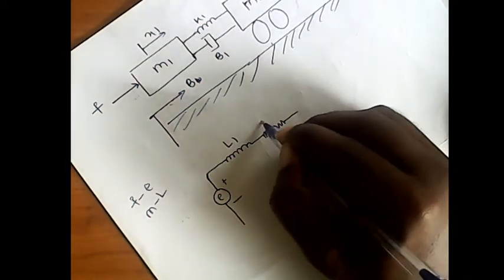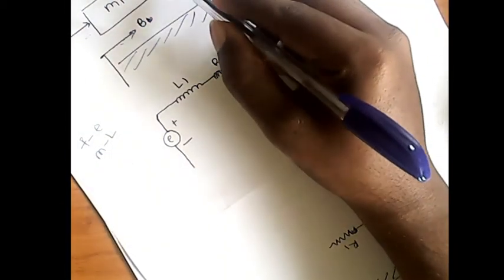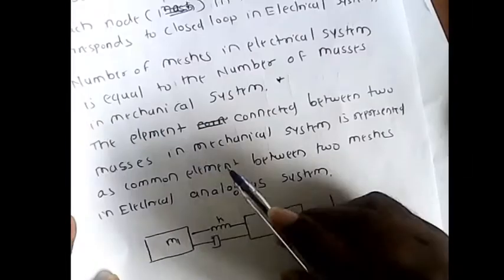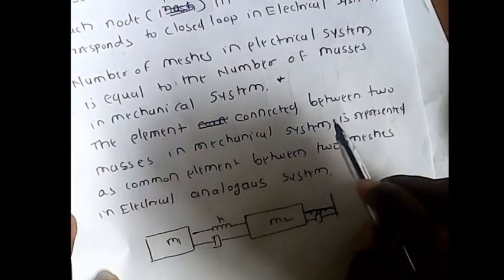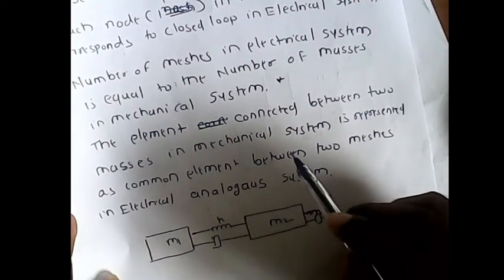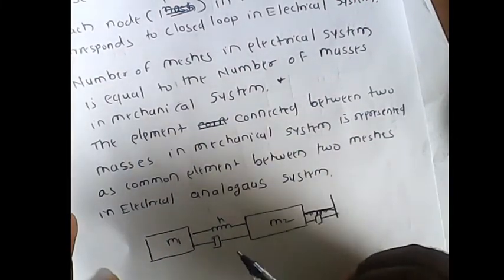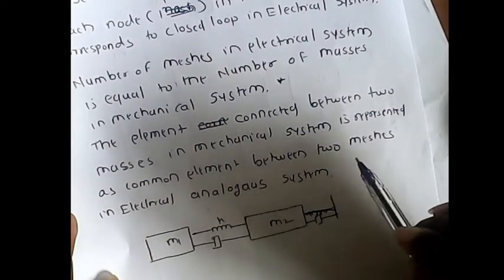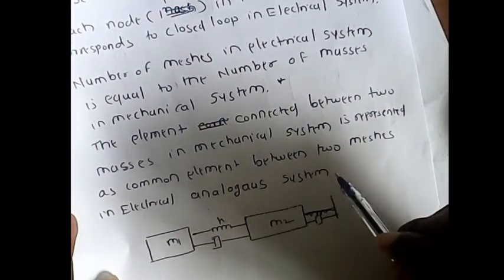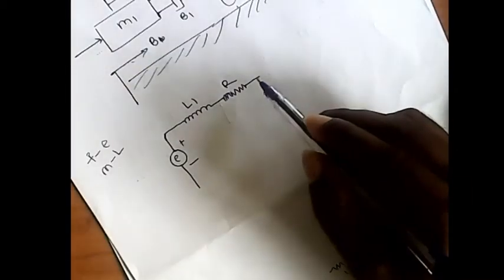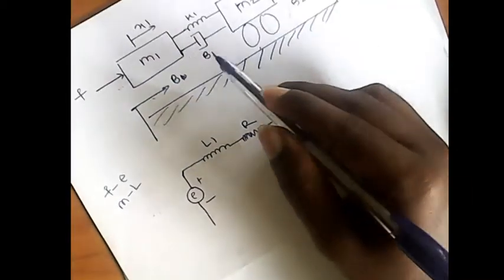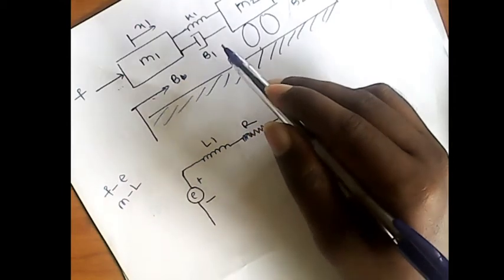Okay, so that is R. Similarly, we are going to find the common elements between this system. So according to the rule, the force, the element connected between the two masses in the mechanical system, is represented as a common element between two meshes in the electrical analogous system. So this is a common element between two masses. So K1 and B1 are the common elements.